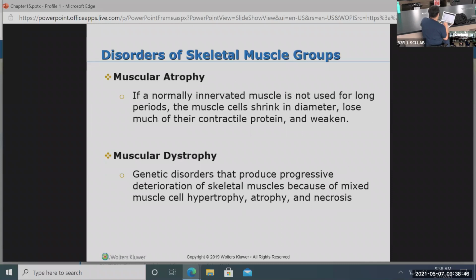Please highlight both the terms: muscle atrophy, muscle dystrophy. Muscular atrophy is, if somebody asks, when a normally innervated muscle is not used for a long period. What will happen? The muscle cell will shrink in diameter. Number two, it loses much of its contractile protein and becomes weaker. That is my muscular atrophy.